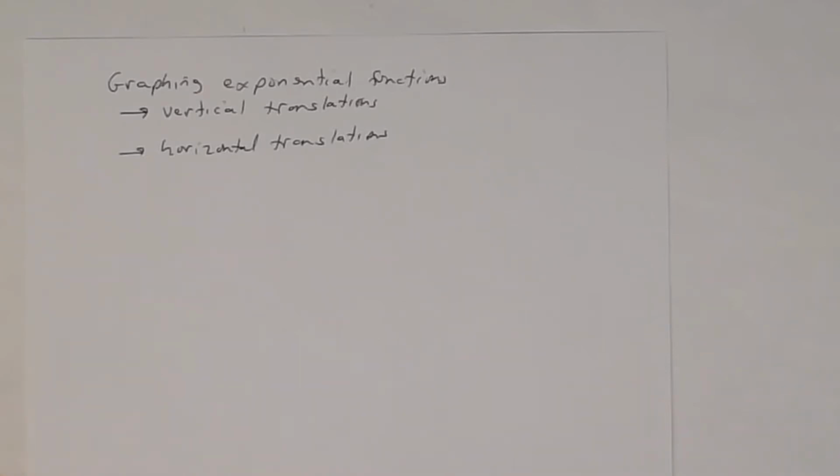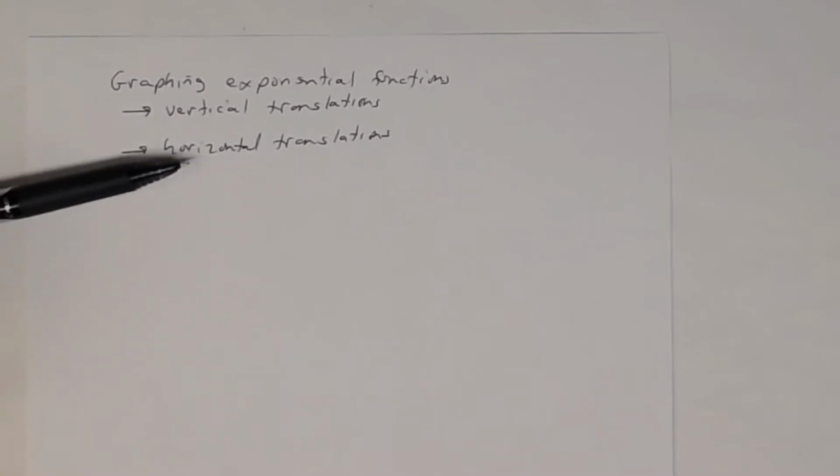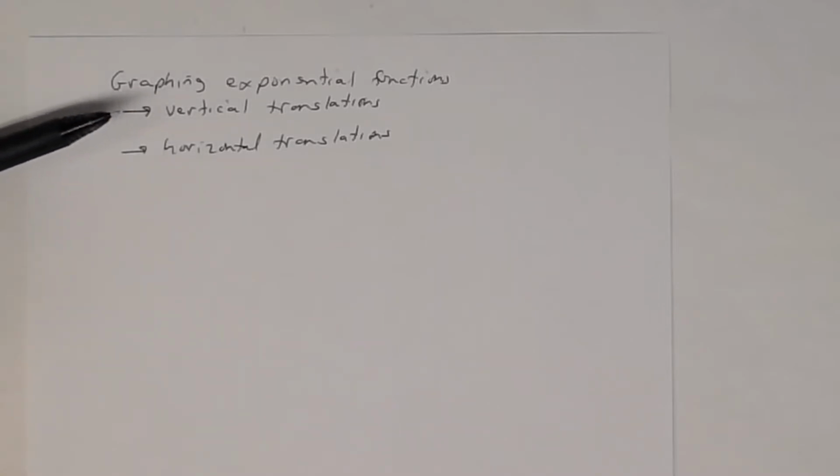In this lesson, we're going to look at graphing exponential functions, but in particular, we're going to be looking at translations. So we're going to talk about vertical translations and horizontal translations. We've already talked about these translations with other functions in previous lessons, but we're also going to talk about them in terms of exponential functions. So let's look at an example.